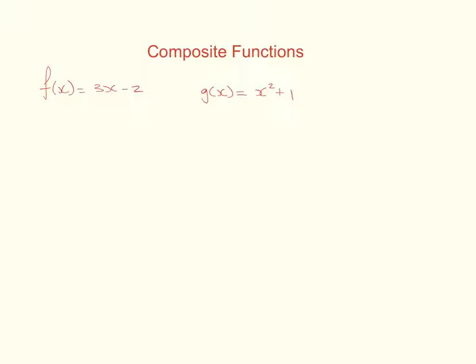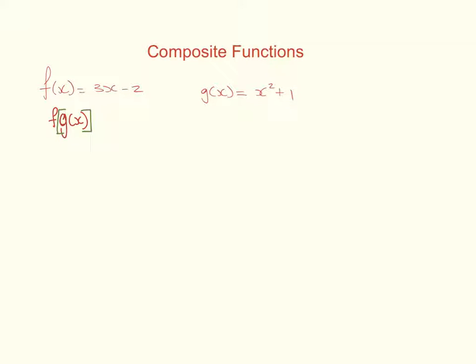Alright guys, this is my third video on functions, and this one is called composite functions. Long story short, composite functions come about when you put a function inside another function. So for example, here we have defined f of x to be 3x minus 2 and g of x to be x squared plus 1. I could now go and find fg of x, and to find fg of x, what I'm actually going to do is take g of x and put it inside of f of x.